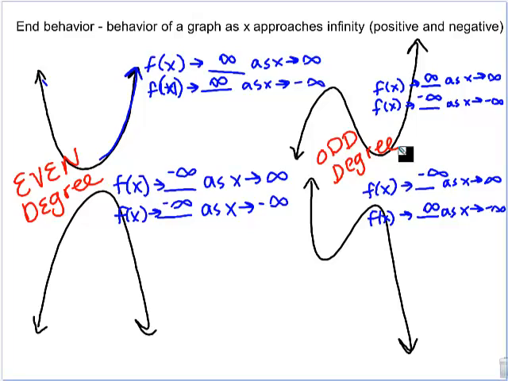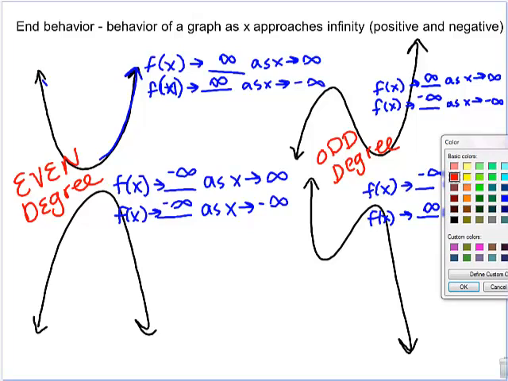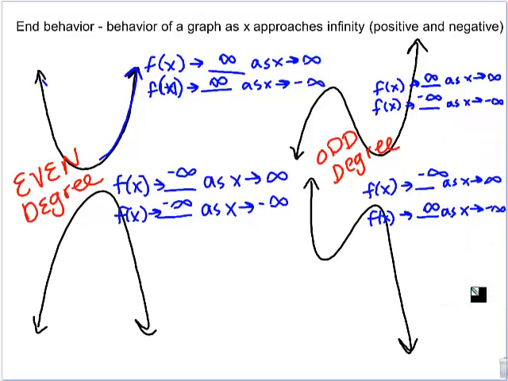It would still be even. Yep. And then the last thing we can also tell just by looking at these graphs is the leading coefficient and what the leading coefficient looks like. So these top two graphs have something in common, and these bottom two graphs have something in common.